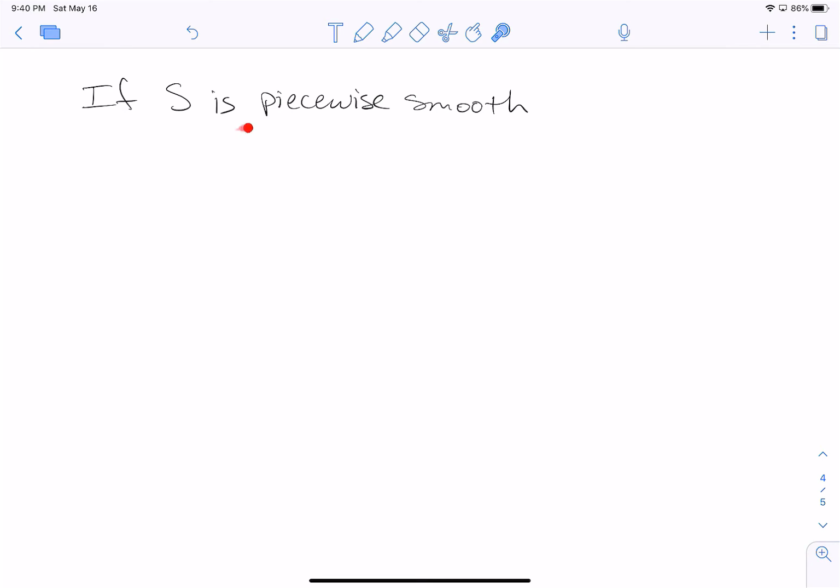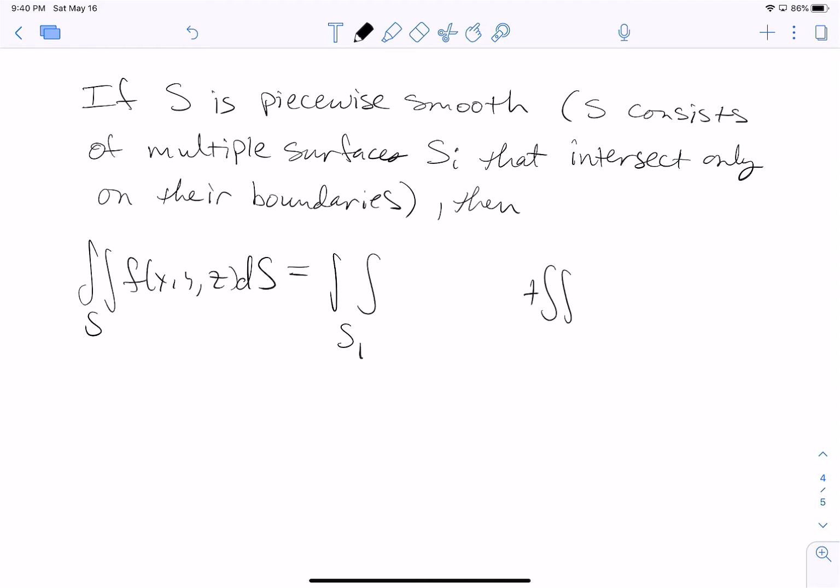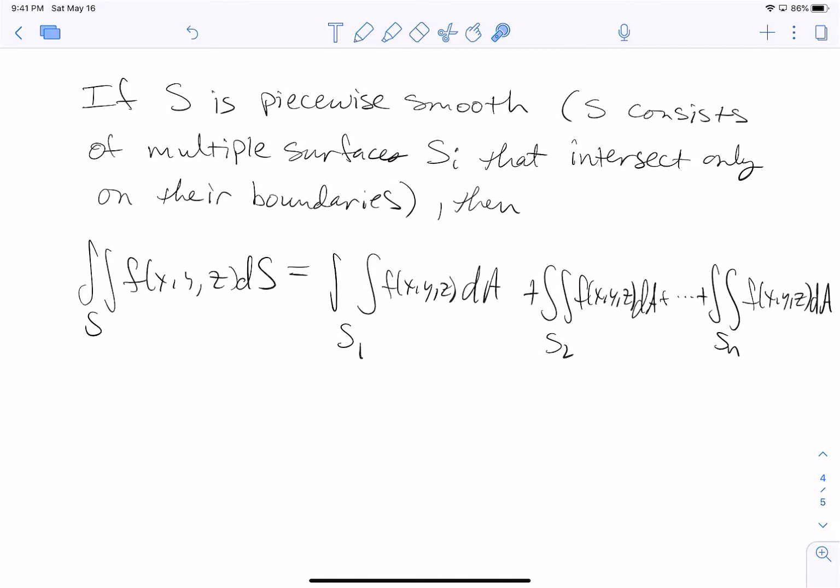If S is a piecewise smooth surface, that is to say, it consists of multiple surfaces S_i that intersect only on their boundaries, then the surface integral over S of f(x, y, z) dS is equal to the sum of the surface integrals over the surfaces S1, S2, ..., Sn. Kind of like a line integral when C is given to be multiple curves. This will be useful in our next example.